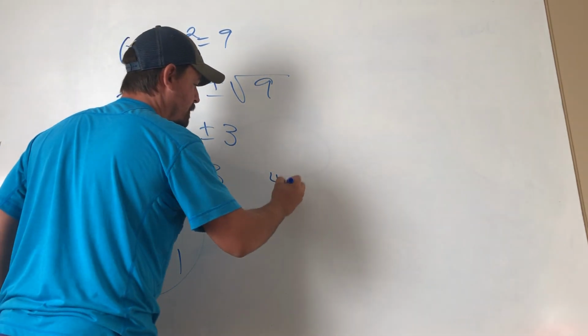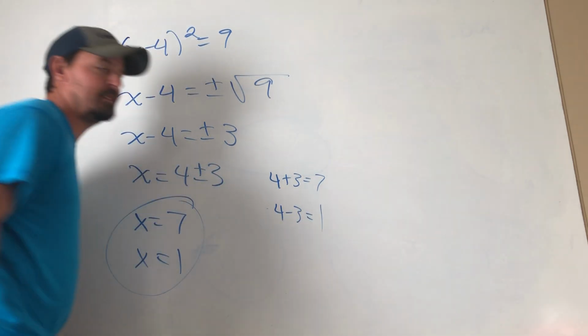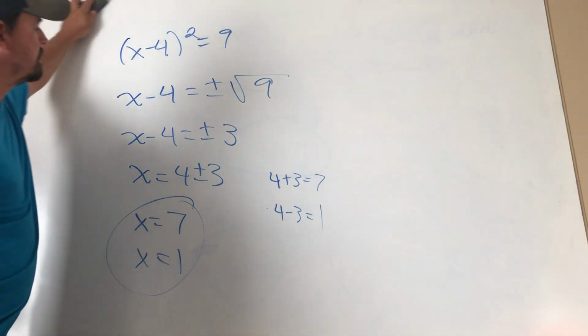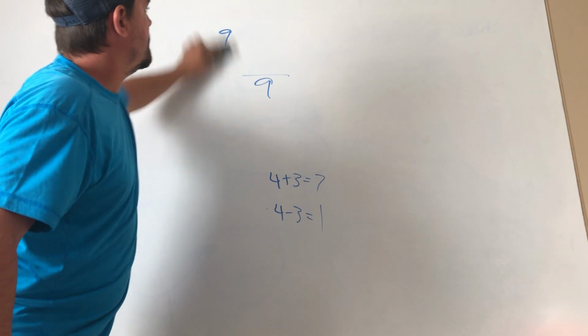So all I did was 4 plus 3 equals 7. 4 minus 3 equals 1. And you're done. So no need to make some of these overly complicated. So pause at any time if you need to in order to catch up.